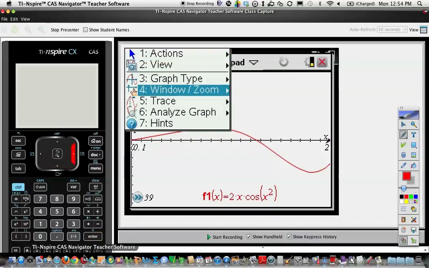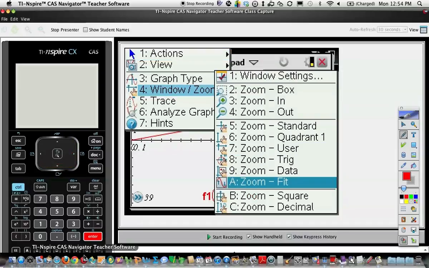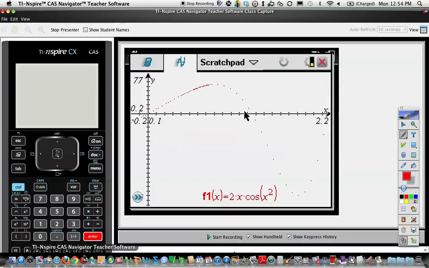Now, remember, what we're looking at right now is f prime. But zoom fit is a nice thing. I mean, we probably wouldn't have needed to because we can already see the whole thing. But if you can't see all the y values, then do a zoom fit. Okay, now, what place on that graph are we interested in?